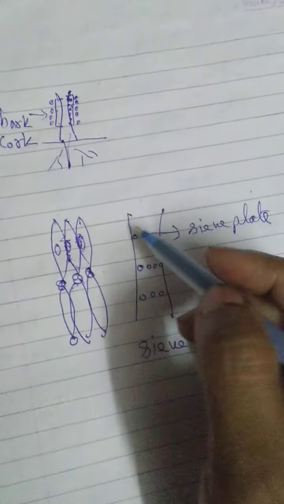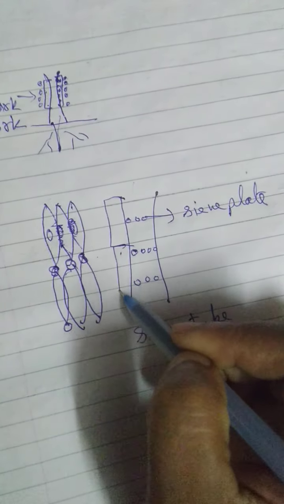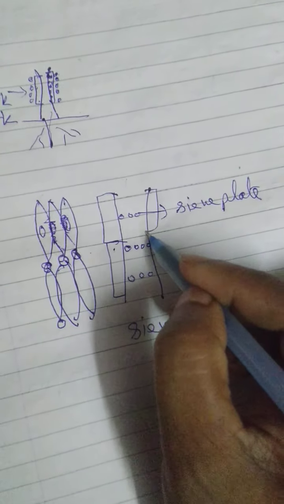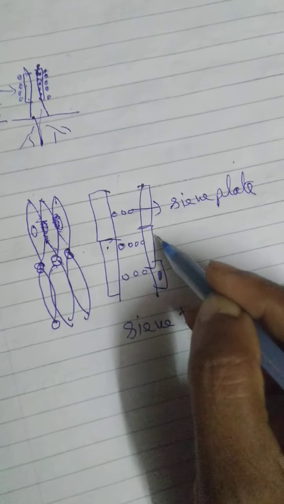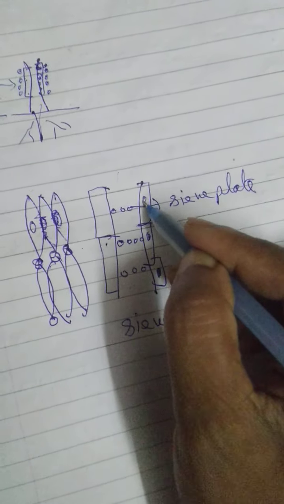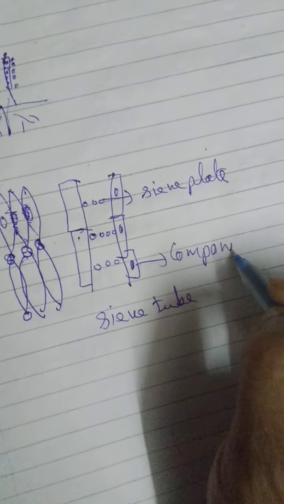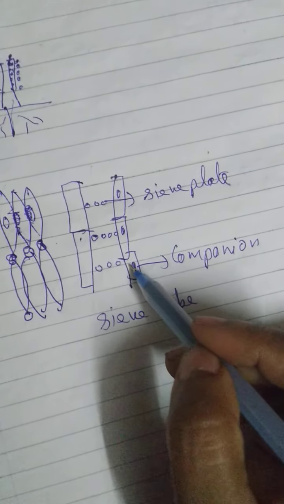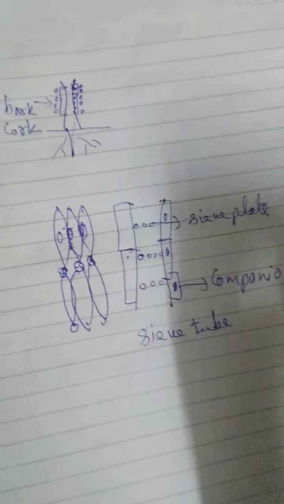Now how will the function be controlled? To control the function, on the lateral side of the sieve tube, there is a cell. There are cells on both the sides. They are called companion cells. And in the companion cells, the nucleus is present. Now the companion cell has got the nucleus, and this nucleus of the companion cell controls the functions of the sieve tube. This is the structure of the phloem.